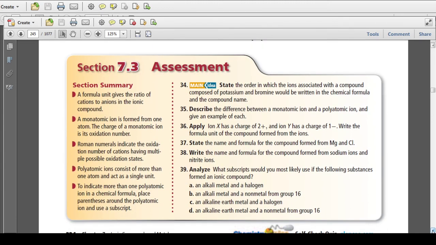Section summary. A formula unit gives the ratio of cations to anions in the ionic compound. A monoatomic ion is formed from one atom. The charge of a monoatomic ion is its oxidation number. Roman numerals indicate the oxidation number of cations having multiple possible oxidation states. Polyatomic ions consist of more than one atom and act as a single unit. And to indicate more than one polyatomic ion in a chemical formula, place parentheses around the polyatomic ion and then use the subscript outside the parentheses.